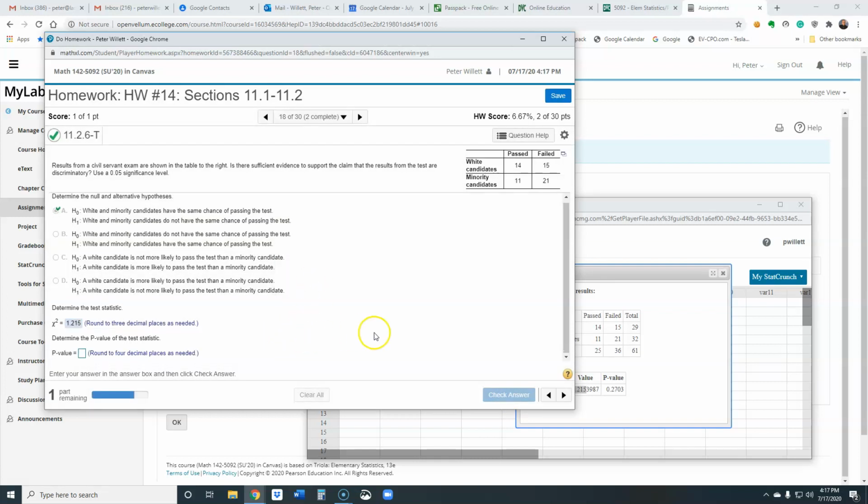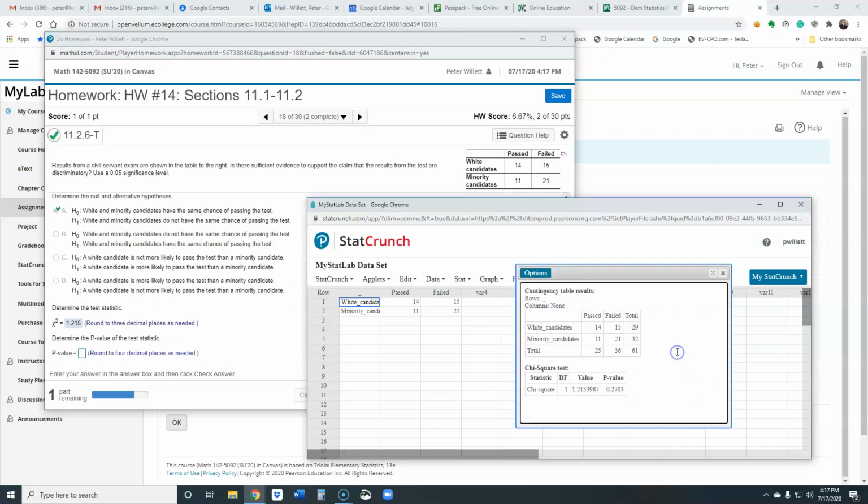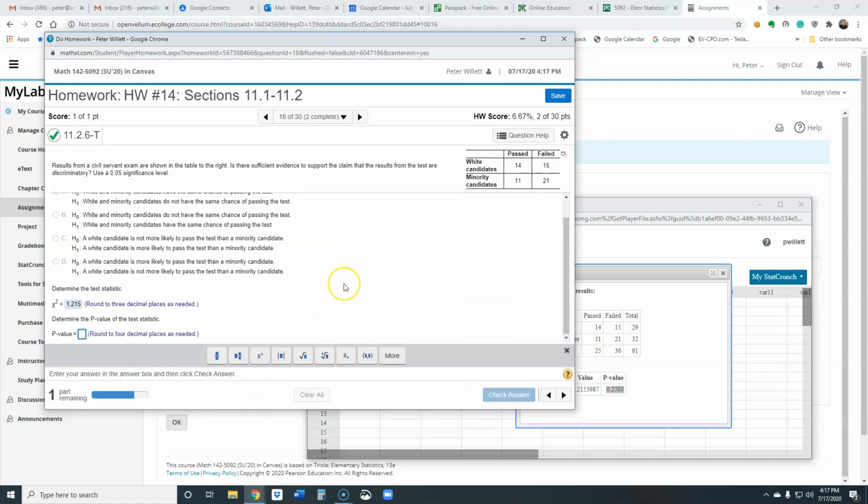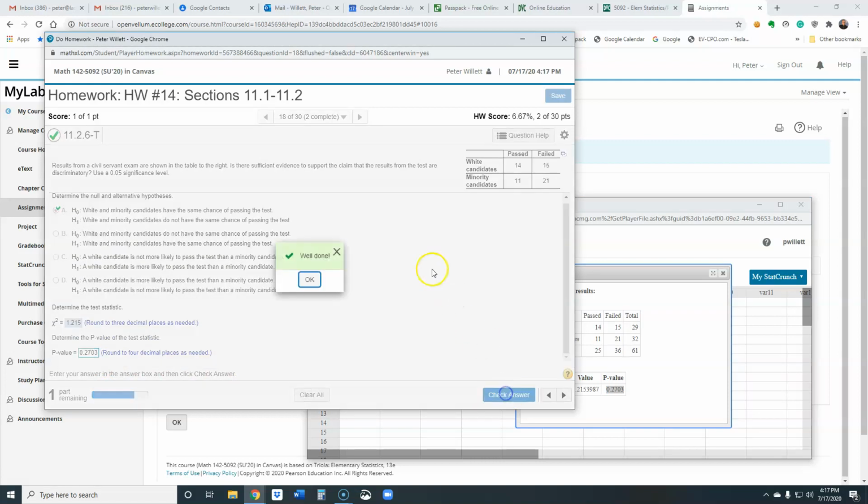Then they want the p-value. So I'm going to look over at the p-value here, and they want that to 4 decimals, which is what's given. So I'll grab all of those and put that in over here. That looks right. Double checking before I check my answer. Okay.